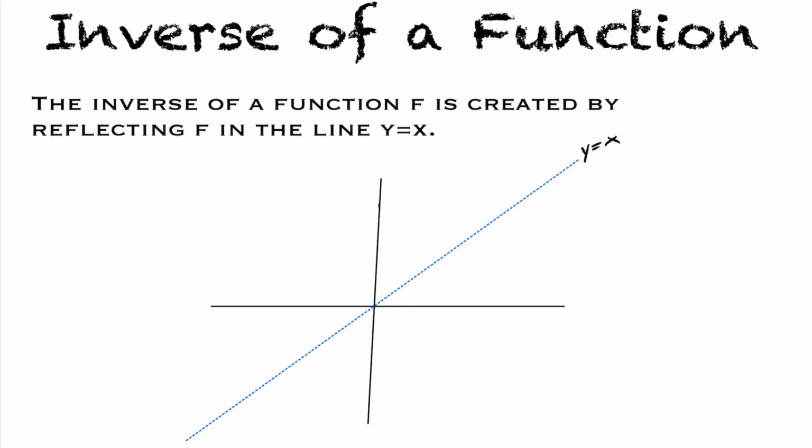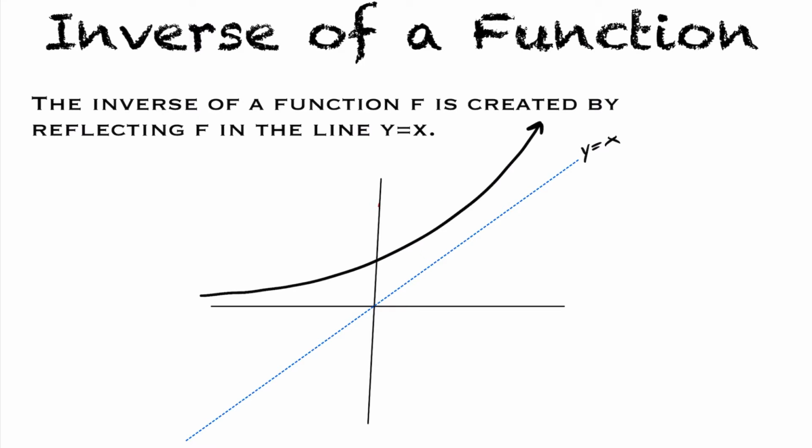In today's lesson, we're going to be talking about the inverse of a function. So first thing we want to look at is how do you find the inverse? Well, visually, the inverse is a reflection in the line y equals x. So for a given function f, the inverse of that function is created by reflecting the function in the line y equals x. Let's take a look at an example of how that would look.